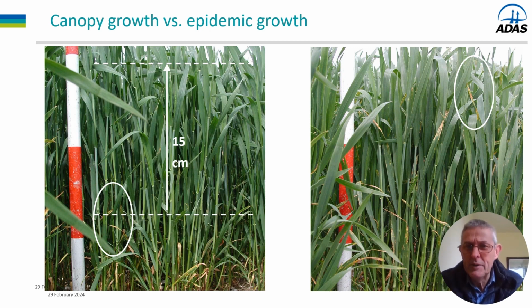If we contrast that with the right-hand case, which was taken on the same day but in a different plot, we can see we've actually got sporulating lesions right up level with the emerging flag leaf, and the risk in that case is far higher.